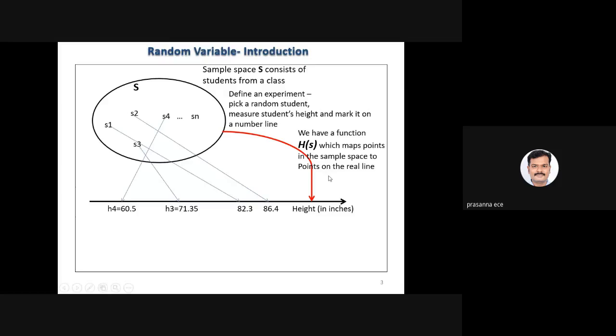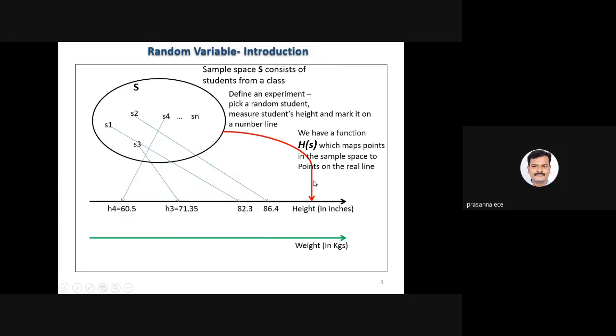We can think of it as a set of rules. Sometimes it will be mathematically defined, sometimes the set of rules will be just qualitatively defined. We'll see some examples to understand random variables in more detail. First, we'll discuss in this slide itself.